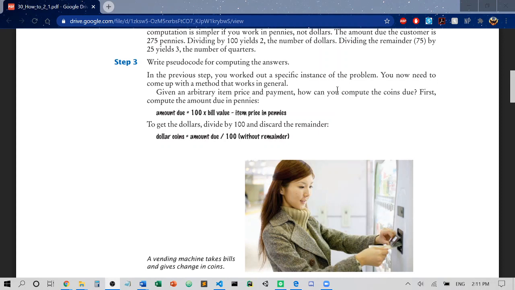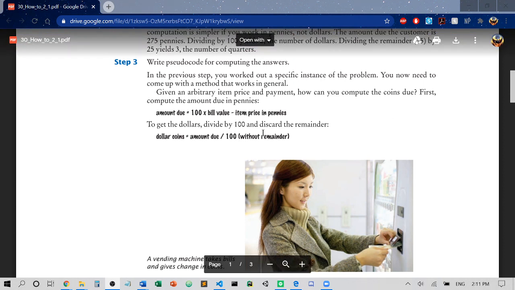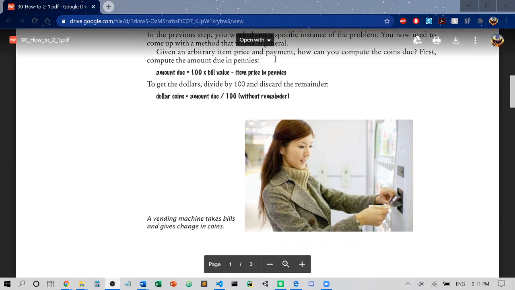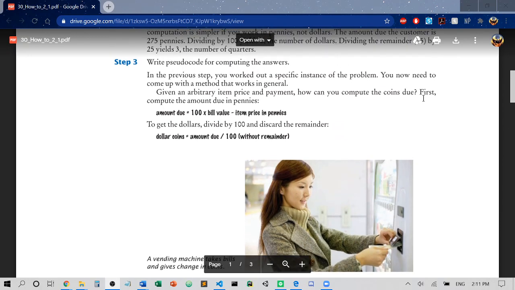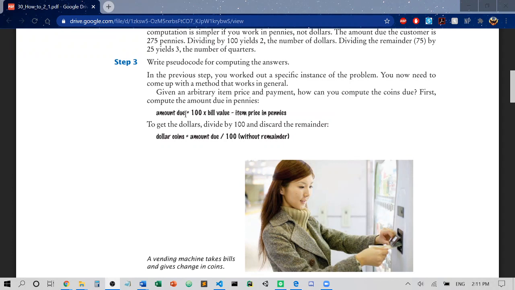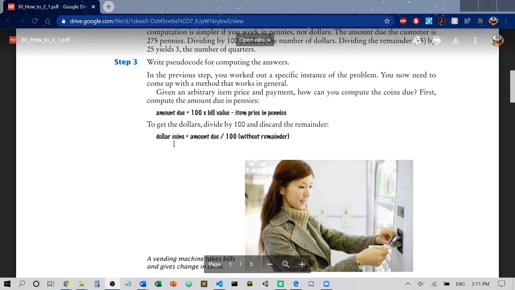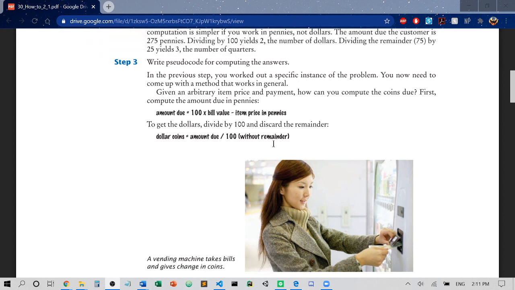So now let's come up with a way of dealing with this in pseudocode before moving into real code. Given an arbitrary price for an item and payment, how can you compute the coins due to the user? Well, we have to think about how many pennies are going to be used in the computation. So the amount due can be simplified to 100 times the bill value minus the item price in pennies. To get the dollars, we'd have to divide by 100 again and discard the remainder. So dollar coins would equal the amount due, which we just calculated, divided by 100 without remainder.